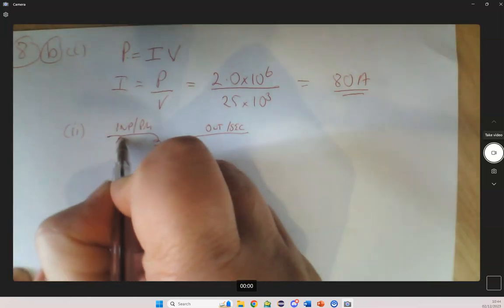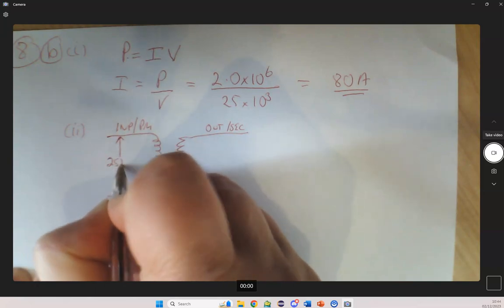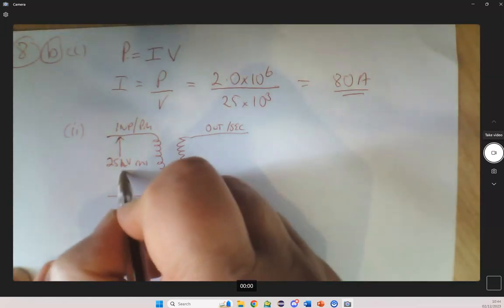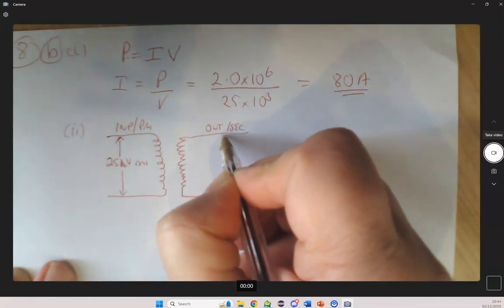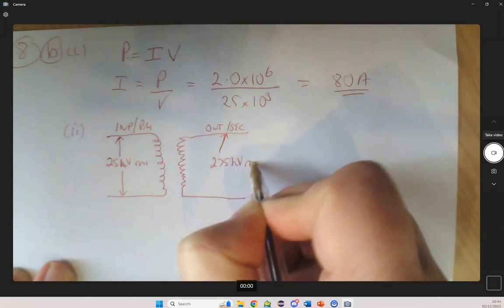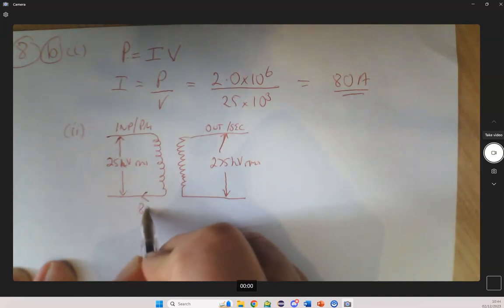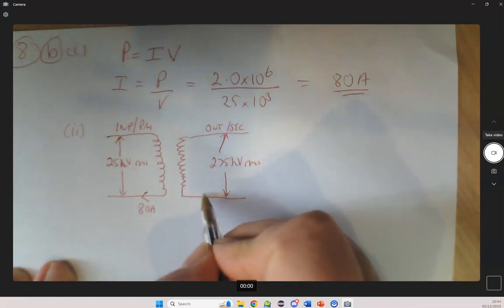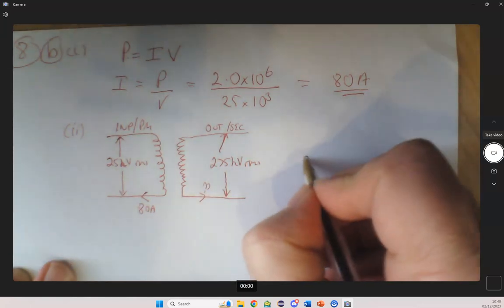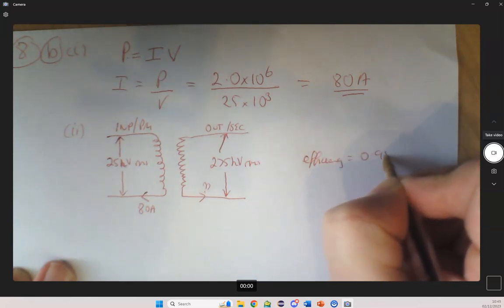They've told us that across the primary, we've got 25 kilovolts RMS, and across the secondary, we've got 275 kilovolts RMS. Now we've worked out that the current through this coil is 80 amps, and what they're asking us for is the current through this coil. And they've told us the efficiency is 95%, so it's 0.95.